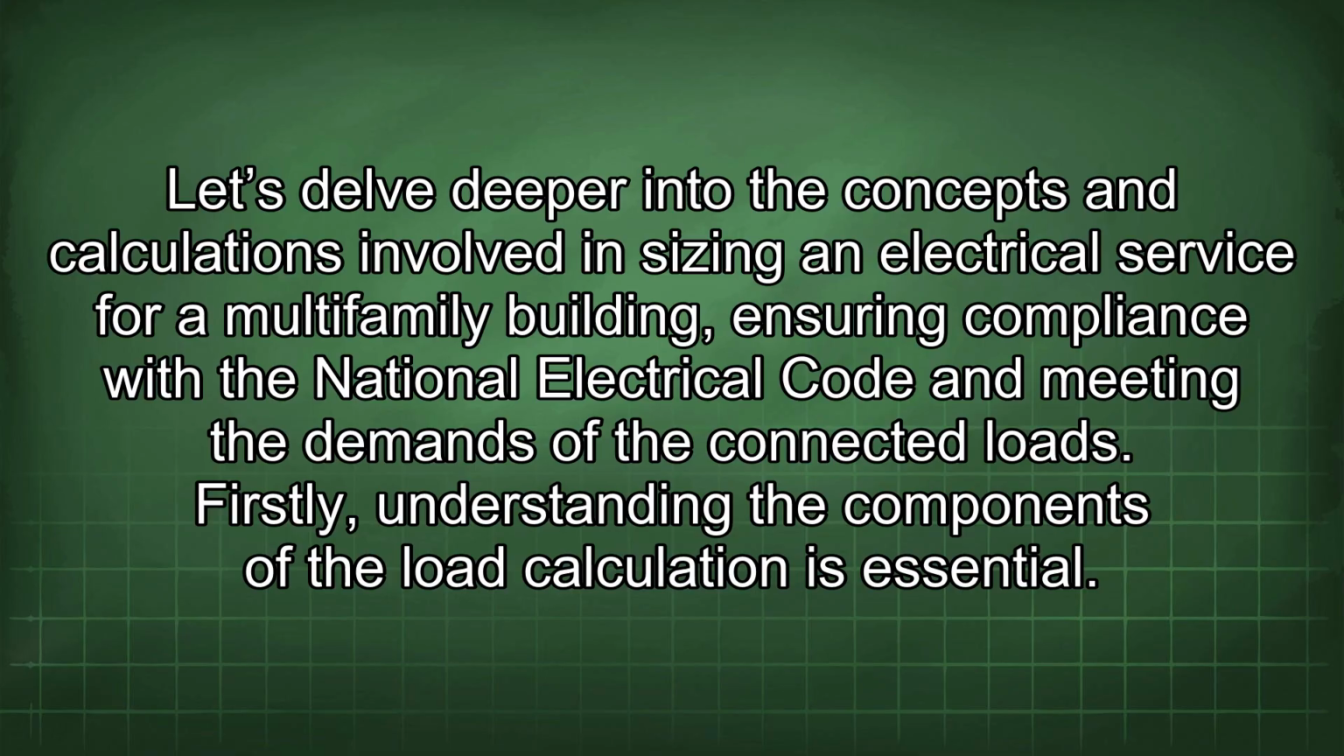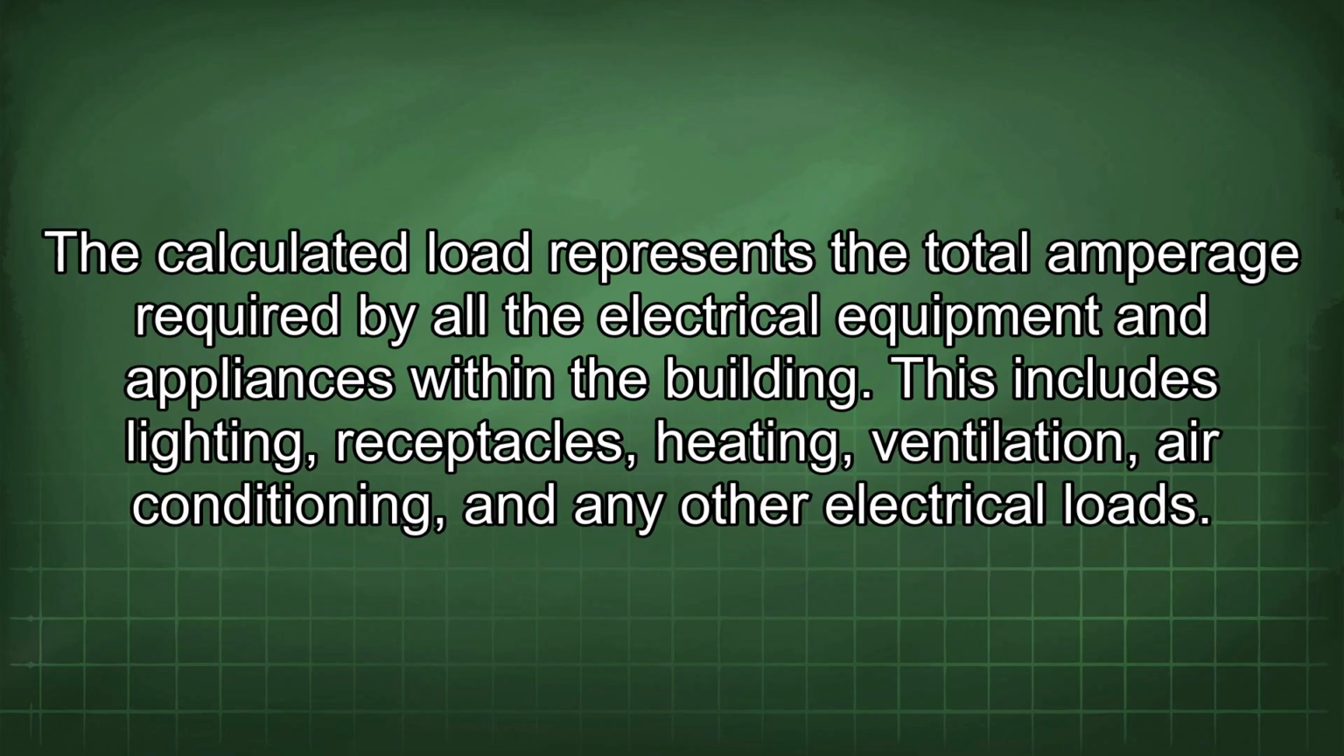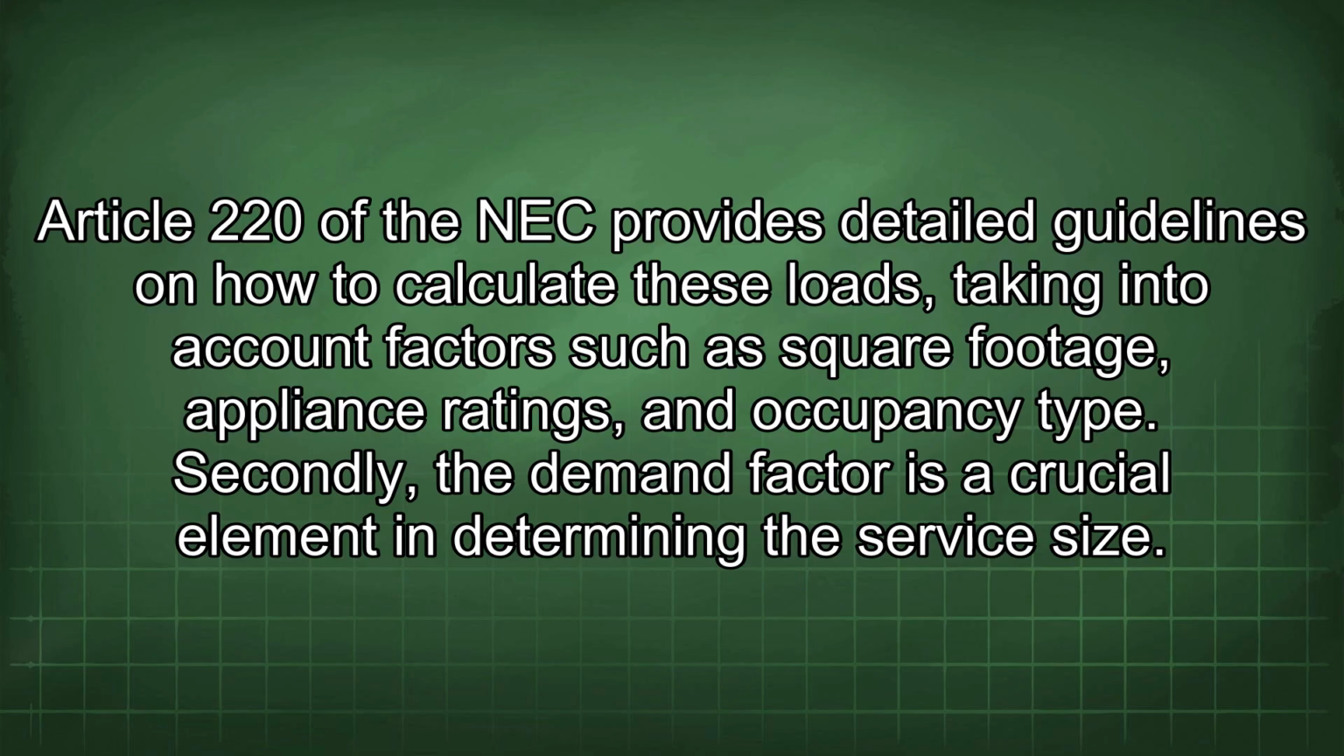Firstly, understanding the components of the load calculation is essential. The calculated load represents the total amperage required by all the electrical equipment and appliances within the building. This includes lighting, receptacles, heating, ventilation, air conditioning, and any other electrical loads. Article 220 of the NEC provides detailed guidelines on how to calculate these loads, taking into account factors such as square footage, appliance ratings, and occupancy type.